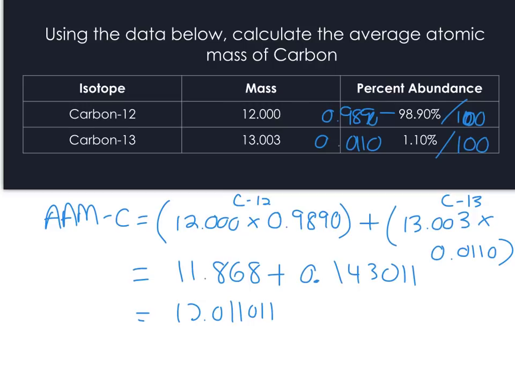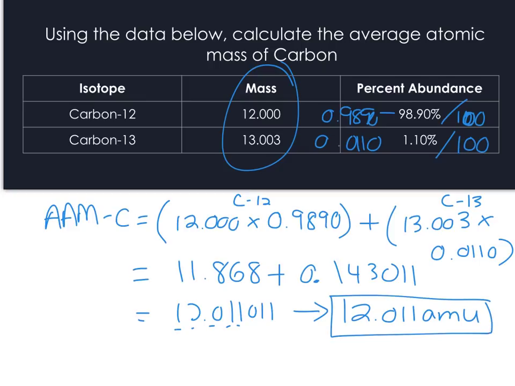What's my last step? Yes, thank you. Sig figs. In the problem, it looks like my lowest sig fig, I'm just going to look at my masses because percents are usually just rounded however we feel like a lot of times. So I'm going to look at my masses. My sig figs is 5, so I'm going to do 1, 2, 3, 4, 5: 12.011 AMUs. AMU is the atomic mass unit, so that's the unit we use for averaging atomic mass.